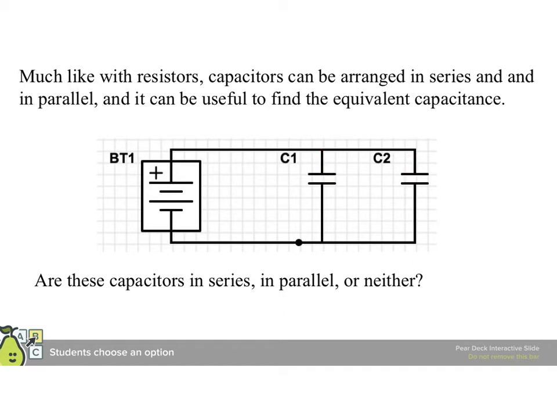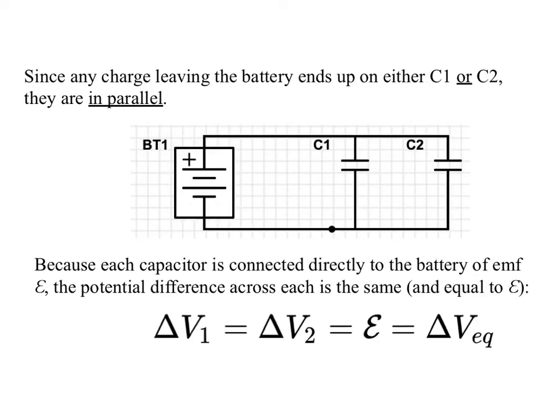And we know that series is when a charge passes in series, repeatedly one right after the other. They are in fact in parallel because there are two paths they can take, and these two paths are each directly connected to the battery. Because each capacitor is connected directly to the battery with an EMF of E, the potential difference across these is the same and is equal to E.